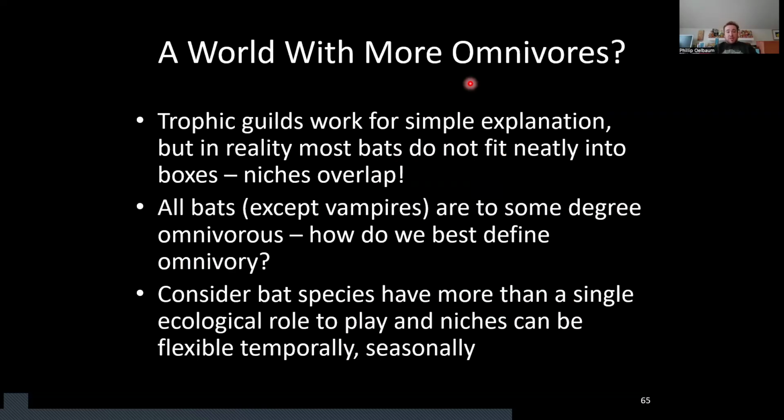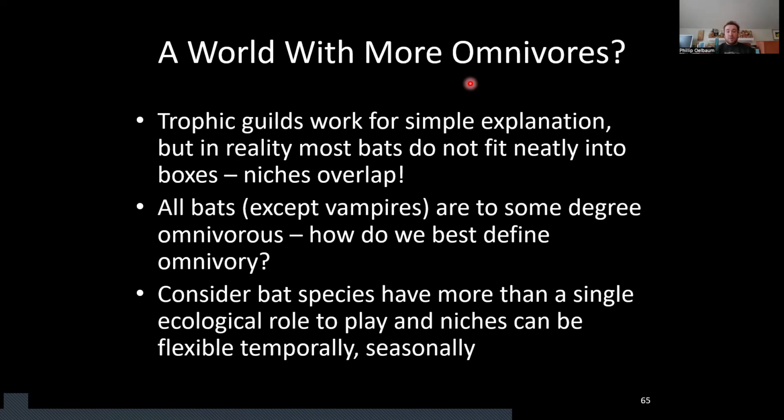Just something I wanted to leave everybody on. While we're constructing studies, while we're thinking about what these bats do in their environment in terms of their dietary niches, think beyond the trophic guild. These work for very simple explanations, but in reality, most animals overlap in their niches. They don't fit neatly into these boxes. They share resources across these broad guilds, within these guilds, and we need to come up with a better definition for omnivory. We need to consider how omnivory is impacting these communities.